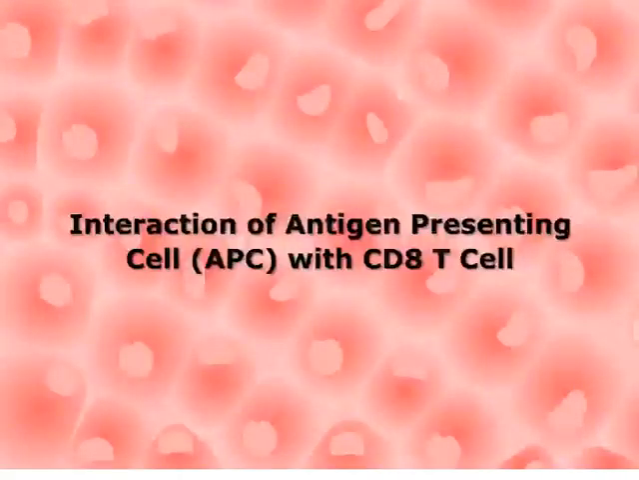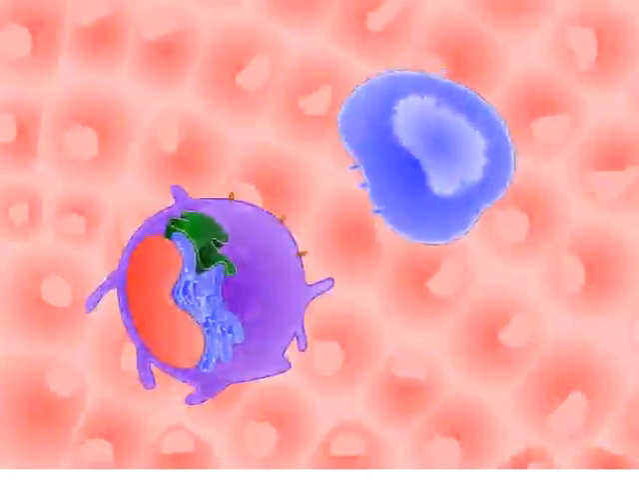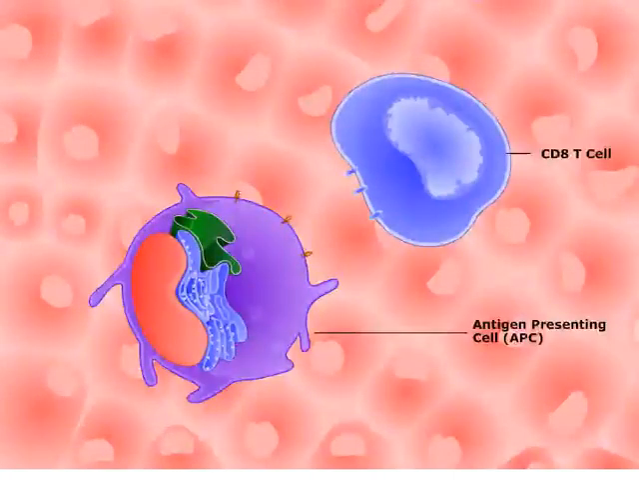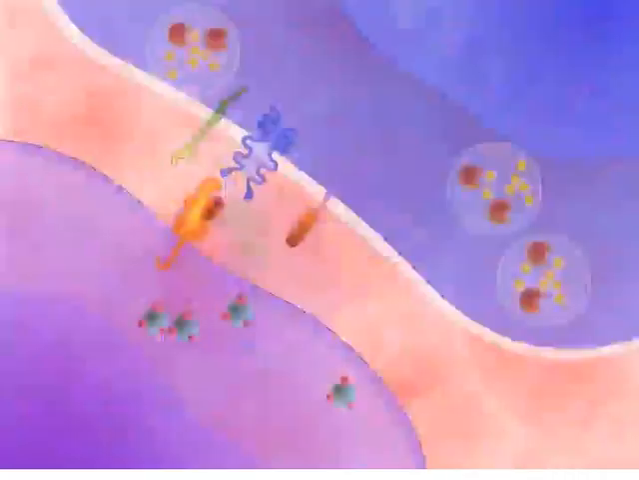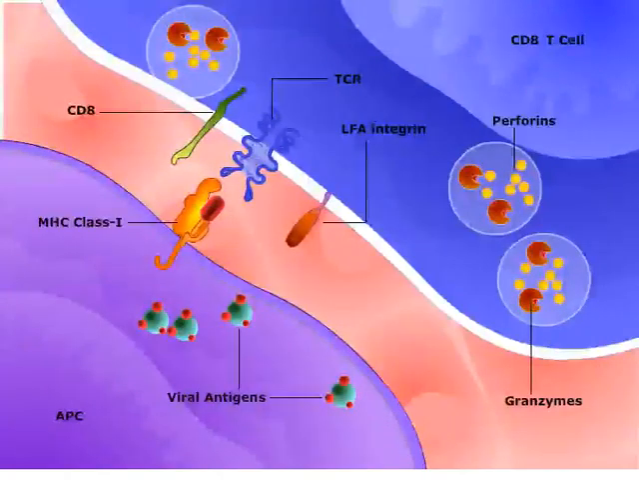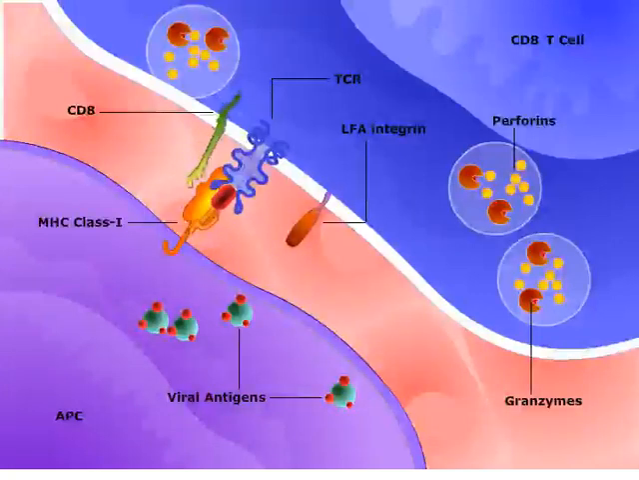Interaction of an antigen-presenting cell with a CD8 T cell. The interaction between a T cell receptor and the MHC class I antigen complex on the surface of the target cell is recognized by cytotoxic CD8 T lymphocytes. CD8 then binds to the complex, which consists of TCR and MHC class I antigen.